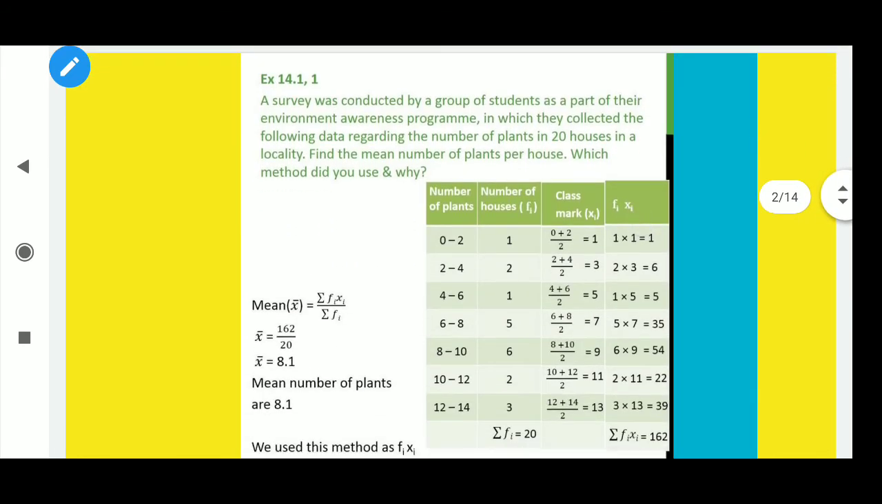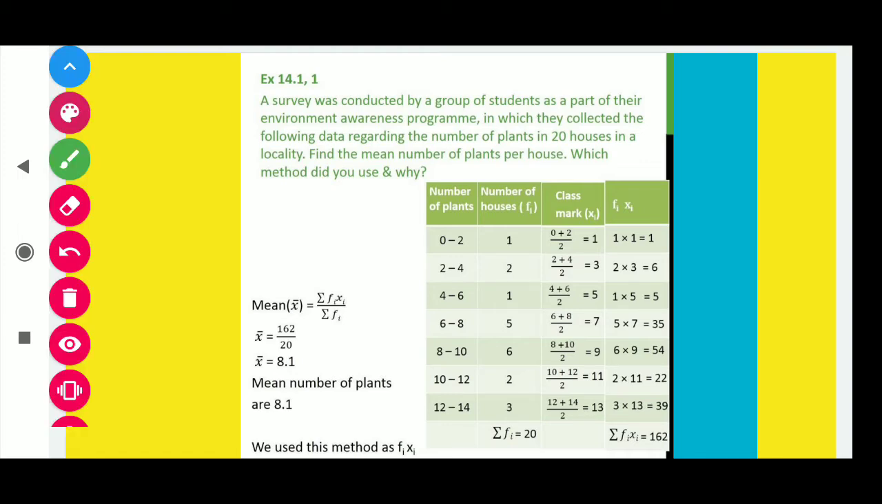Students, in the previous lecture, I have explained to you the measures of central tendency. Here, first measure of central tendency is mean. So, students, आज हम इस topic में lecture में mean के questions करेंगे. Okay. So, students, let's start with first question.